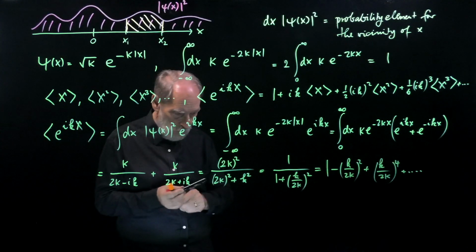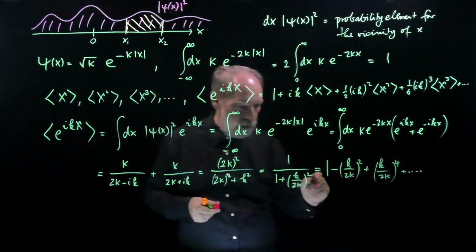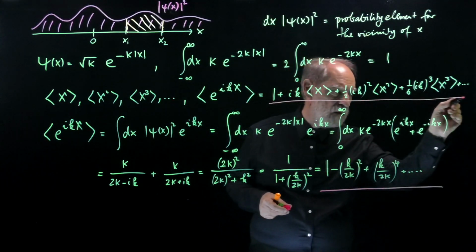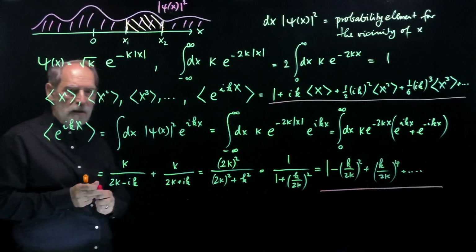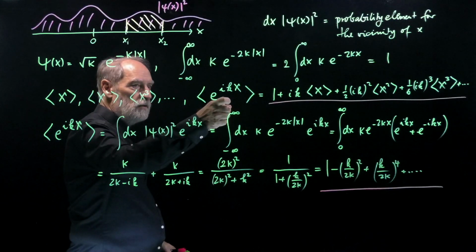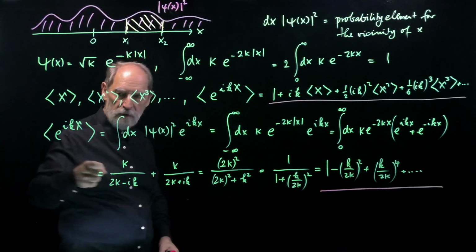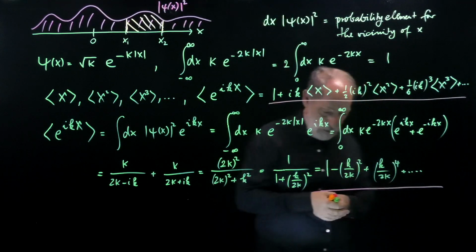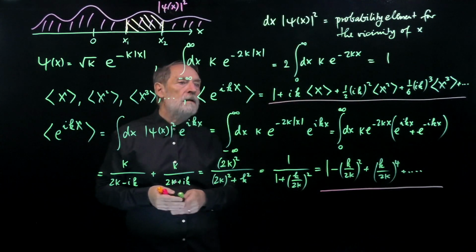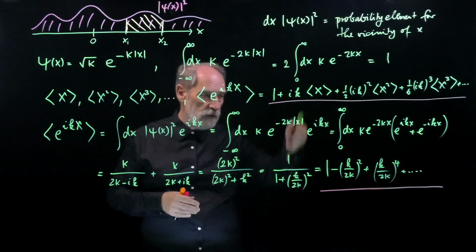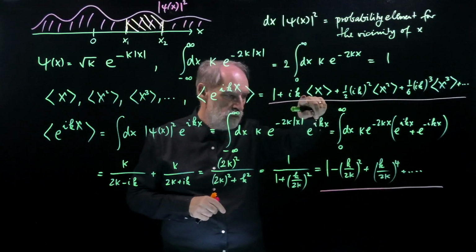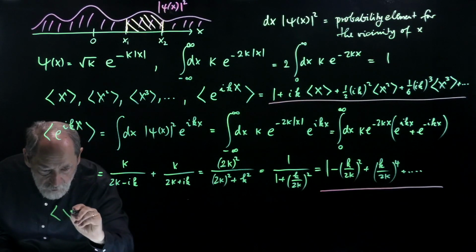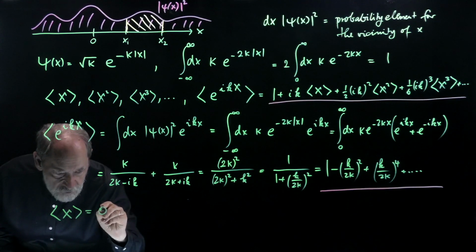So what we have to do now is compare this expression with this expression. Both are equal to the expectation value of the e to the ikx operator. Here we have worked it out for this particular wave function. Here we have a general expression that would be valid for all kinds of wave functions. Anyway, for this particular wave function, there is no term that involves a single k. So for this particular wave function, the expectation value of x is 0.